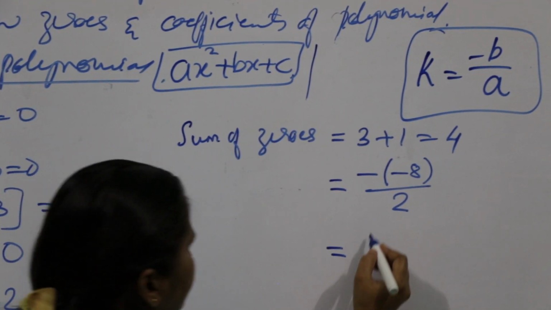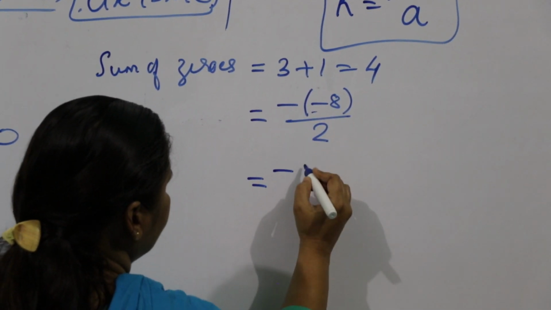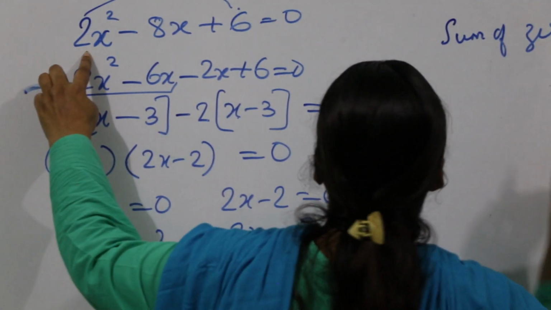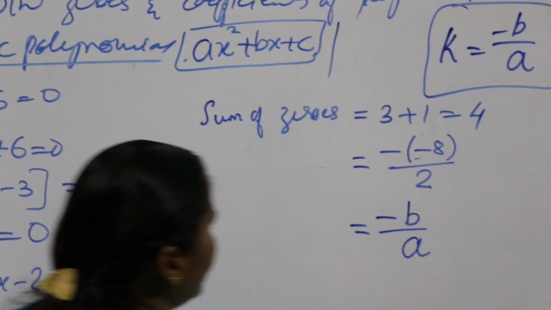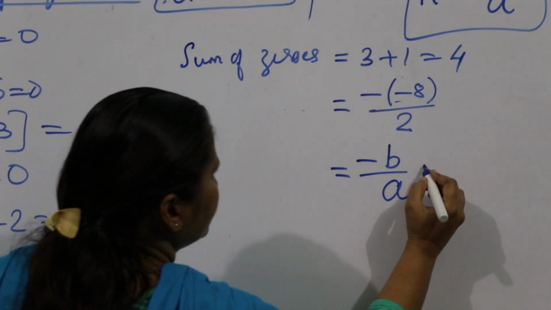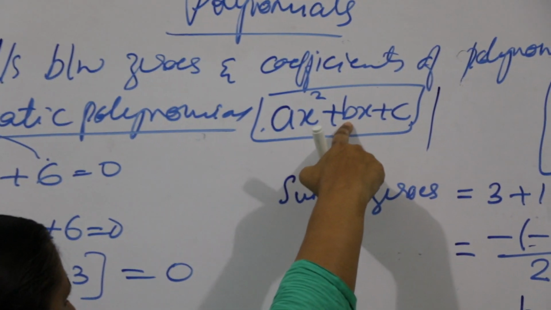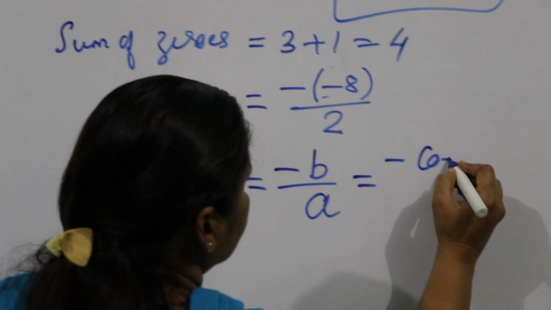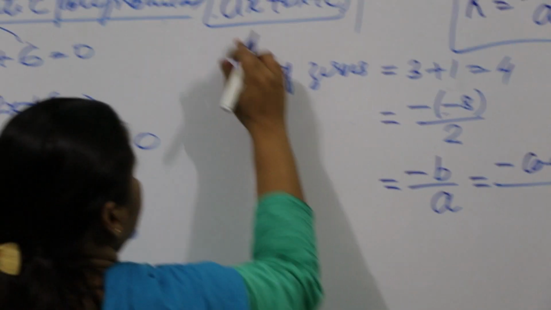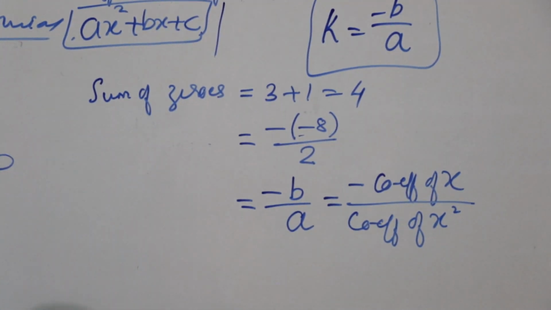Minus 8 is b. Only this minus 8 is b. We need to take minus b by, what is 2 for us here? A. Minus b by a. Now here, this minus b, what is b in this? Coefficient of x. Divided by what is a, children? Coefficient of x square. Did you notice?